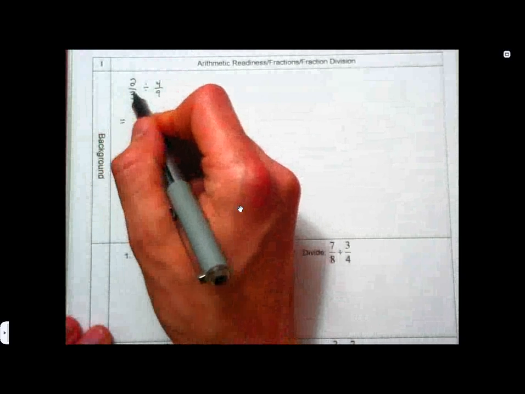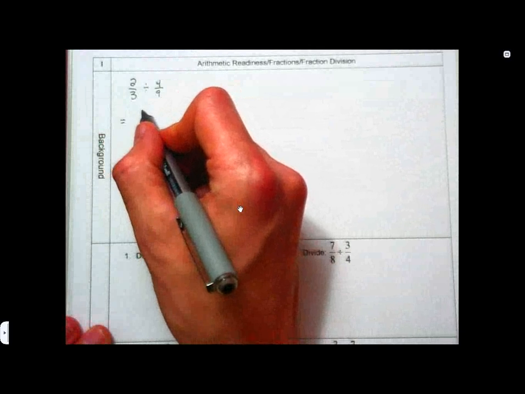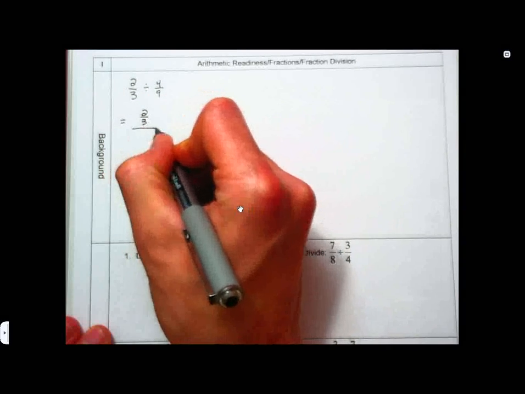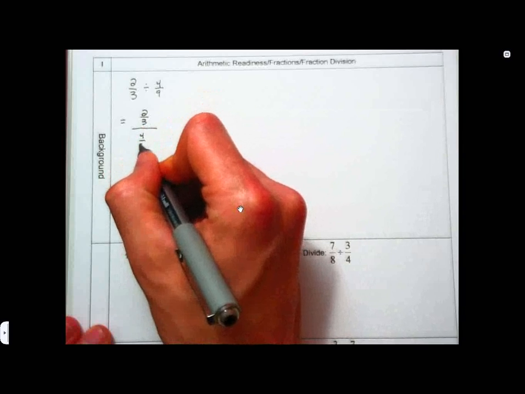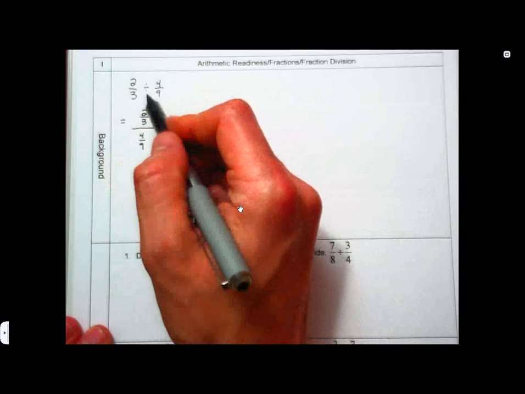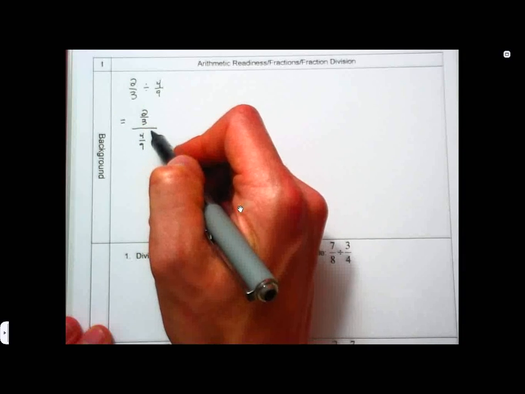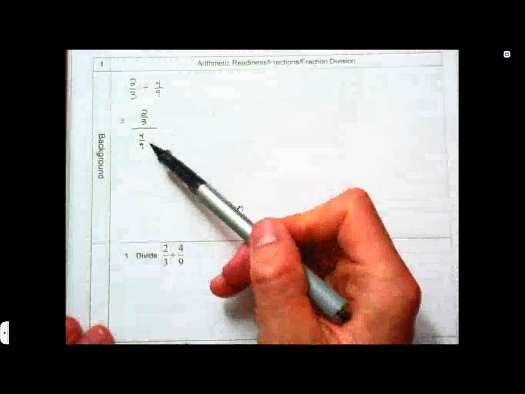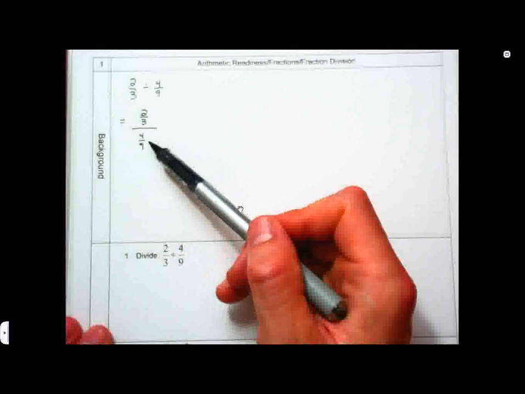So we can think of 2/3 divided by 4/9 as one jumbo fraction. The top of that fraction would be 2/3, and the bottom of that fraction would be 4/9. This fraction bar is taking the place of the division symbol because they mean the same thing. Now I'm going to work on simplifying this jumbo fraction down into one single fraction like we're used to seeing.